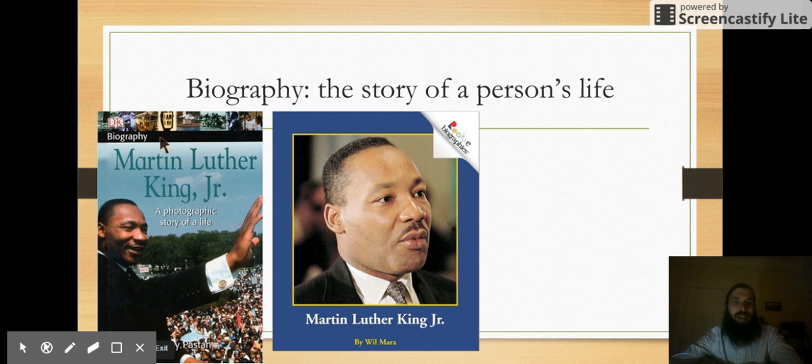Usually they're labeled biography. This one says biography up in this corner. This one says biography in that corner. All it means is that it's the story of his life. Copy down the definition of biography onto your worksheet.